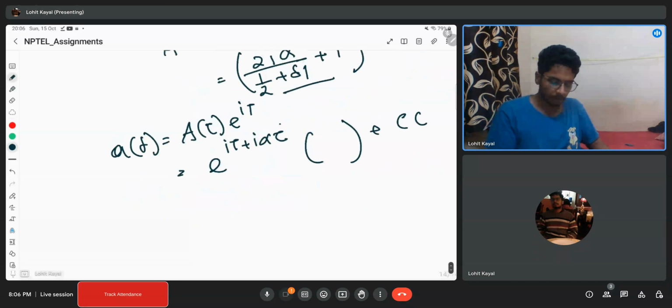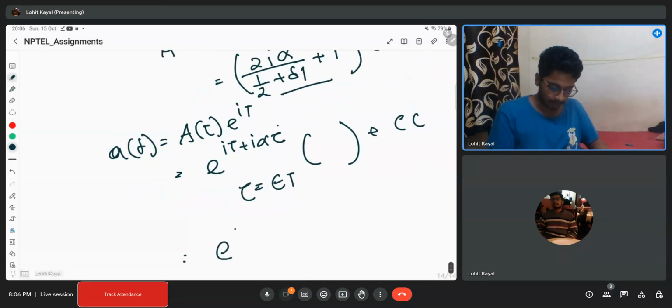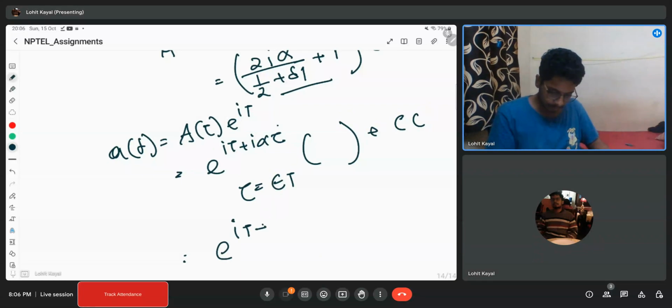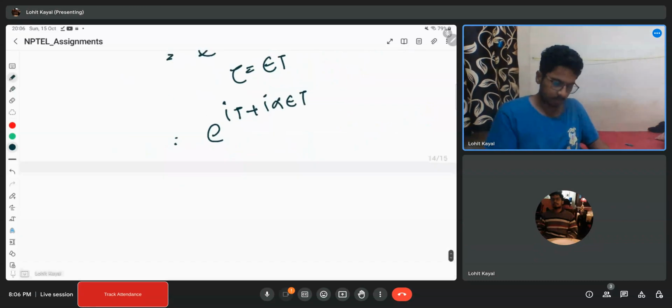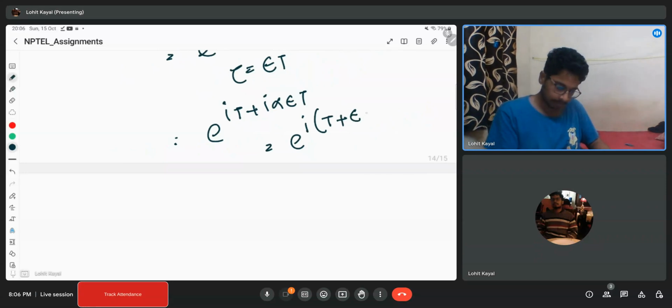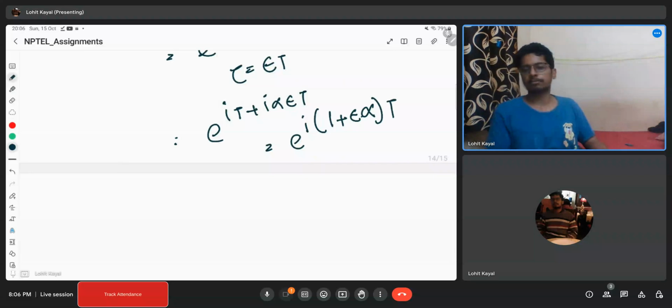Now what is tau? Tau equals epsilon into t. So we will get e to the power i t plus i alpha epsilon t. So we will get e to the power i t plus, that is, e to the power i times 1 plus epsilon alpha into t.